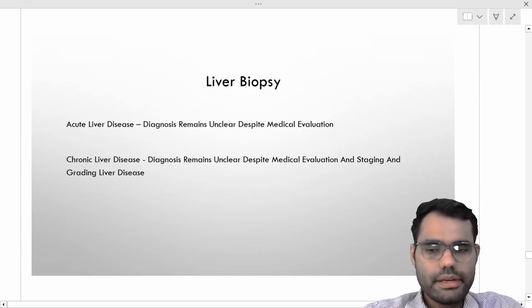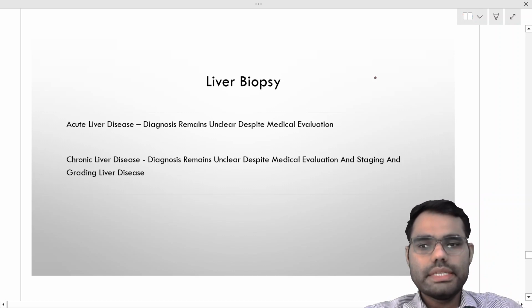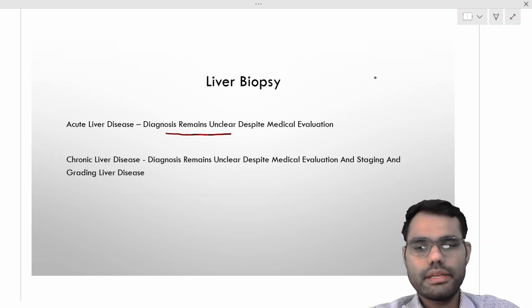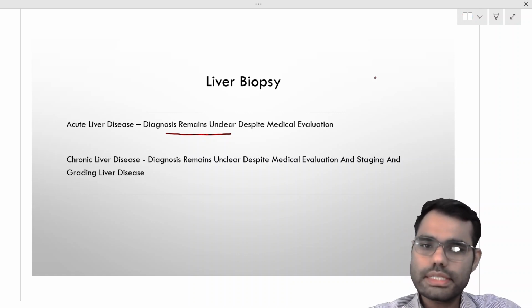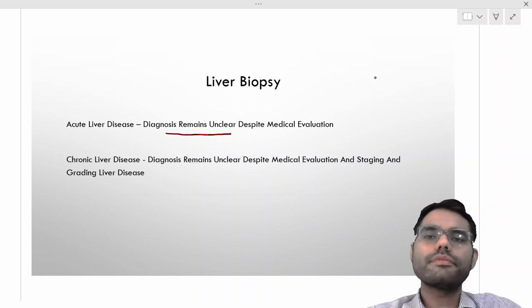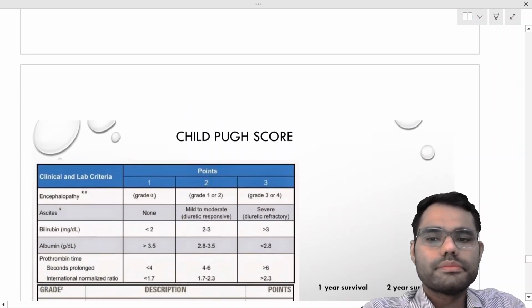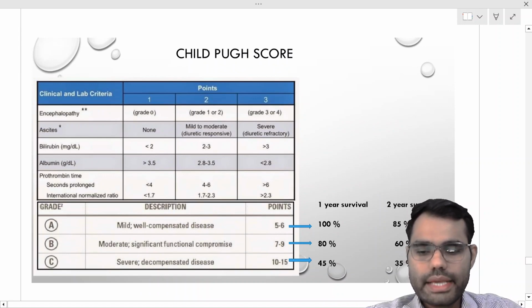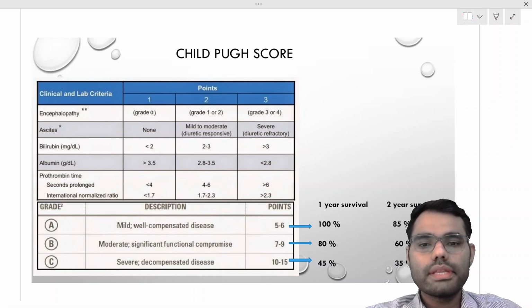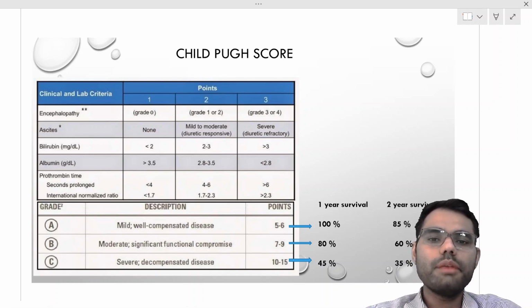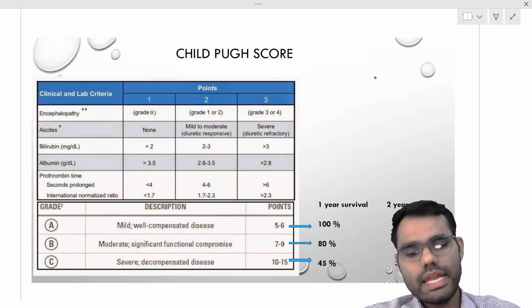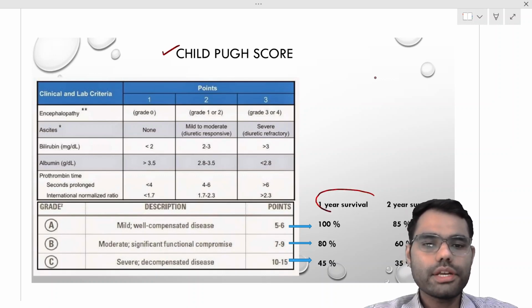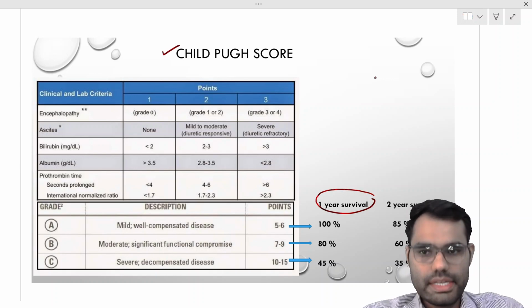Liver biopsy, as I said, is now restricted to patients with acute liver disease whose diagnosis remains unclear despite medical evaluation, patients with chronic liver disease whose diagnosis remains unclear despite medical evaluation, and also for staging and grading of liver disease, right? Now, once we have talked about how we diagnose a patient with chronic liver disease, the next step is to see the score, which grade of Child-Pugh scoring the patient lies in. This is a very important scoring system, the Child-Pugh scoring system, to see the 1-year and 2-year survival of a patient presenting with chronic liver disease, right?